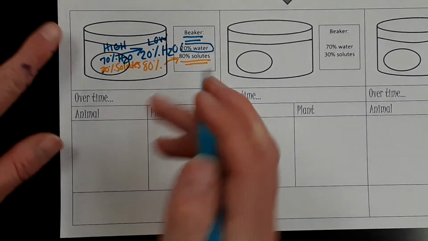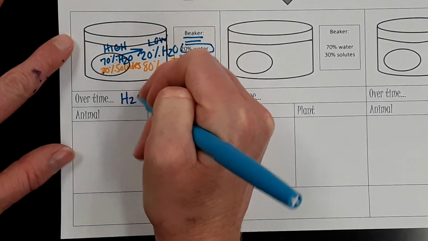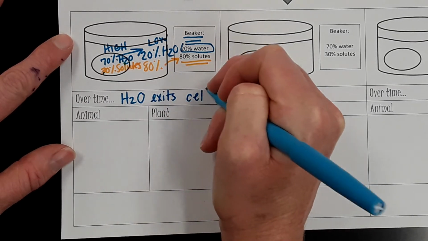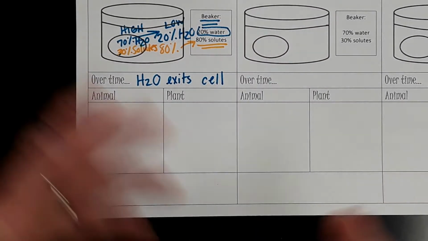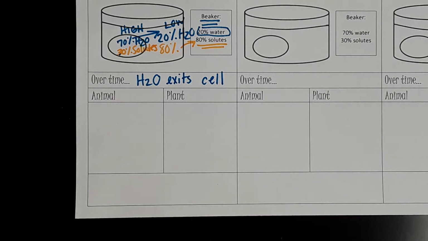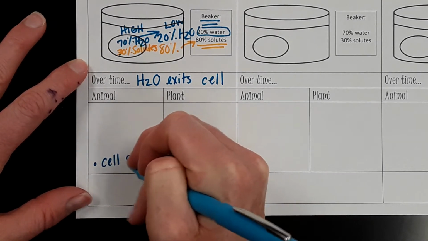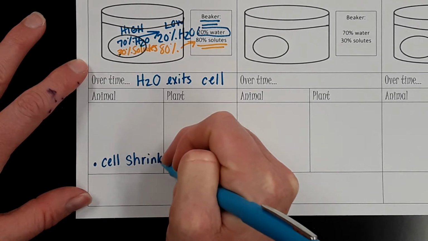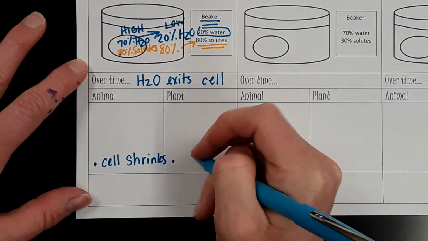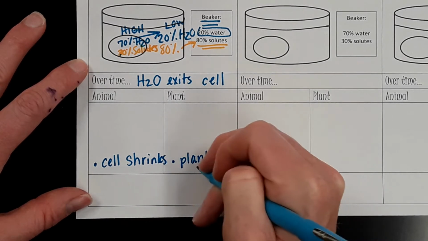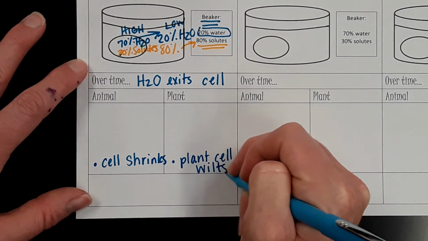What happens over time? The water exits the cell. What's going to happen to our cell? Think of a water balloon. If the water leaves my water balloon, then my water balloon is going to shrink. So if it's an animal cell, the cell is going to shrink. And if I'm in a plant, the plant cell is going to wilt when it loses its water.